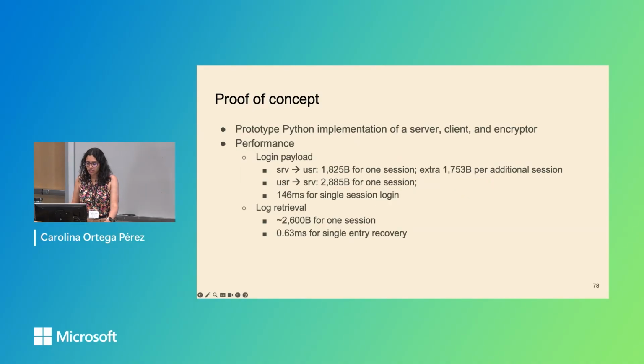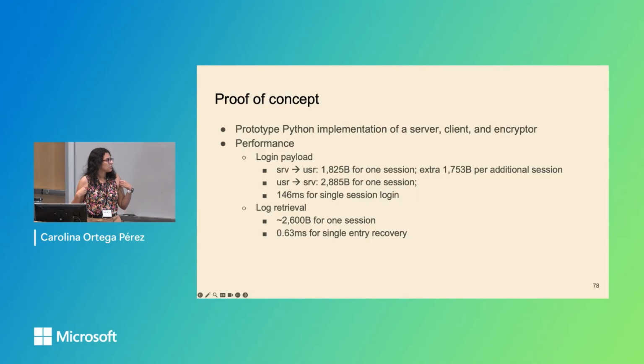And now we have a proof of concept for our CSAL protocol. This is a Python implementation of the server, client, and encryptor in different processes. At a high level, during logging, we have some payloads that are a couple thousand bytes going from the device to the server, and then from the server to the device, first sending the public keys, then from the user to the server, with the ciphertext and all this information.